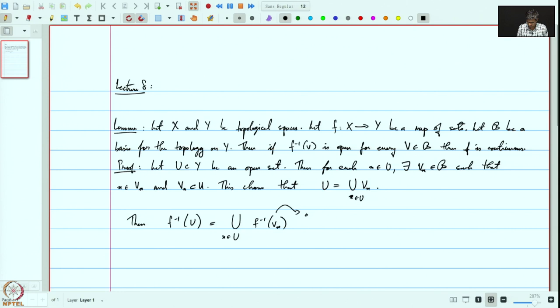Each of these is open as this V sub x belongs to B, and our assumption is that f inverse V sub x is open, and as an arbitrary union of open sets is open, this implies f inverse U is open. And since this happens for every open set U, thus f is continuous.